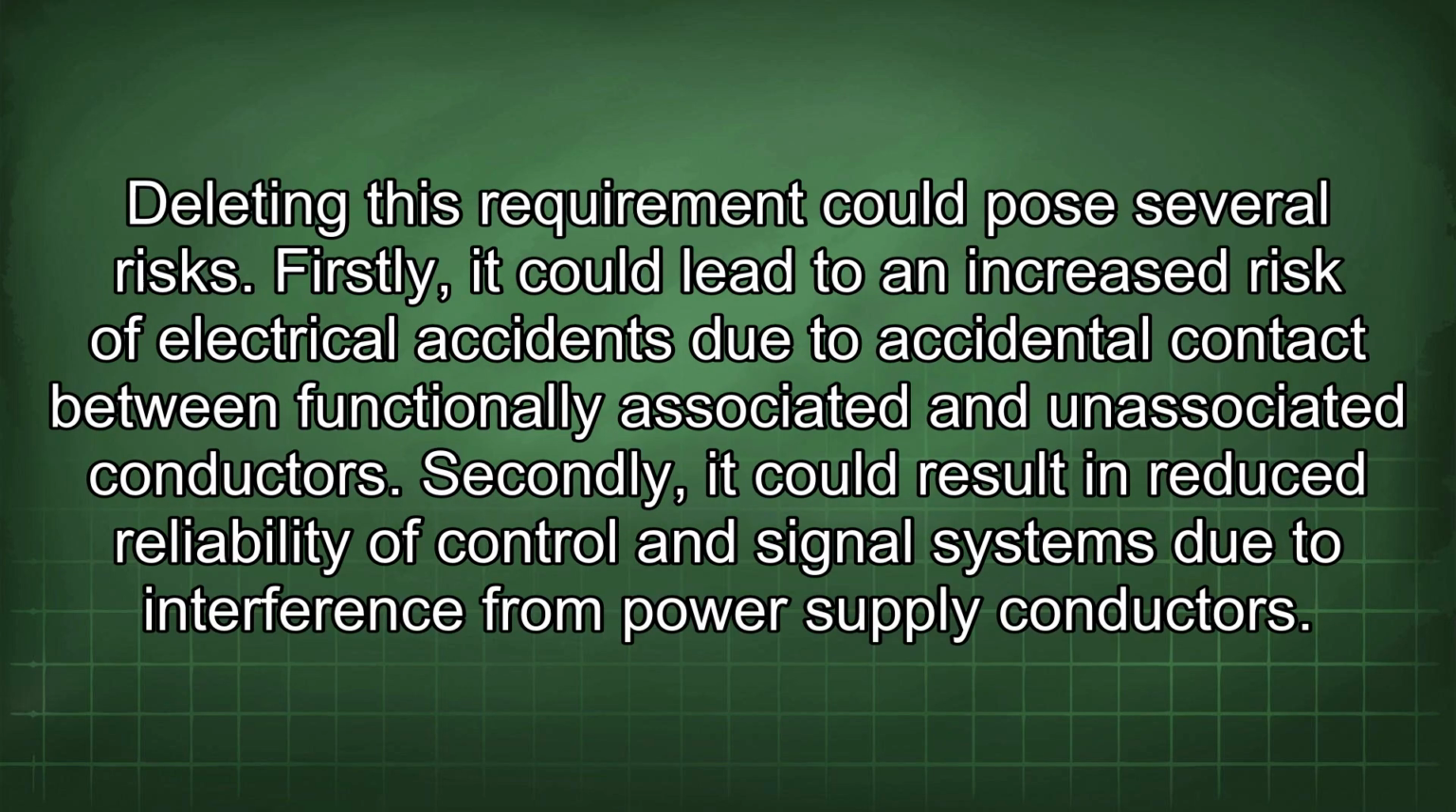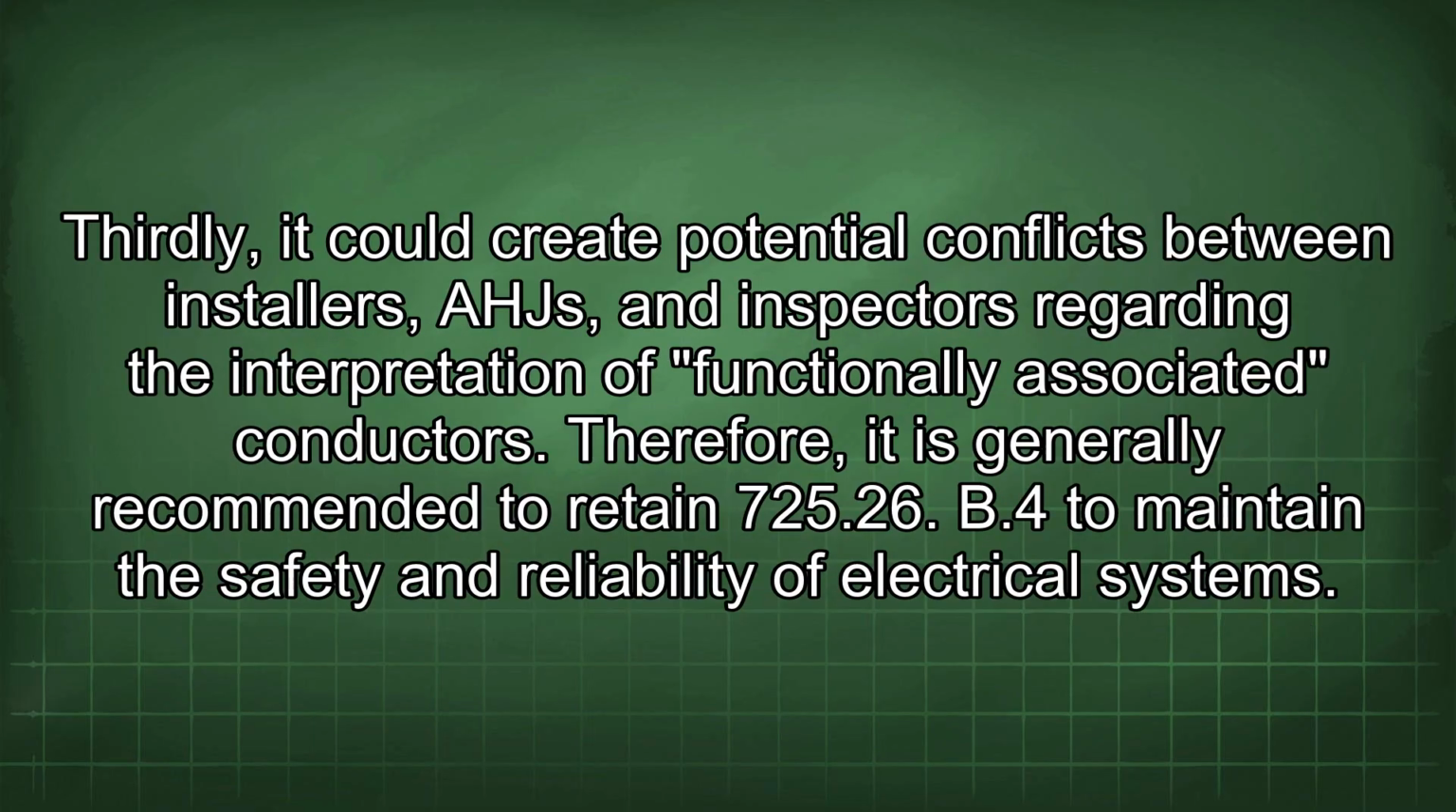Deleting this requirement could pose several risks. Firstly, it could lead to an increased risk of electrical accidents due to accidental contact between functionally associated and unassociated conductors. Secondly, it could result in reduced reliability of control and signal systems due to interference from power supply conductors. Thirdly, it could create potential conflicts between installers, AHJs, and inspectors regarding the interpretation of functionally associated conductors. Therefore, it is generally recommended to retain 725.26(B)(4) to maintain the safety and reliability of electrical systems.